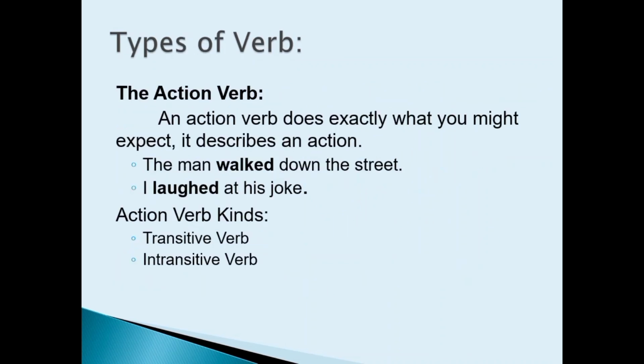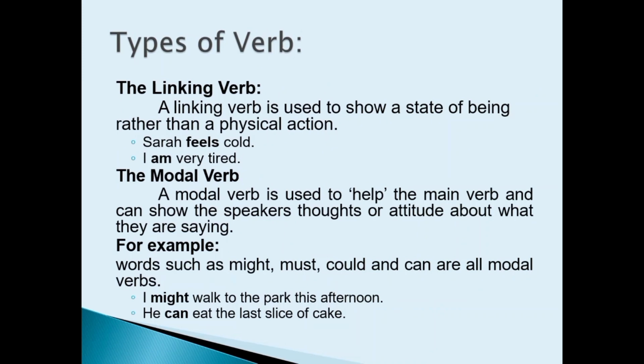The types of verb are action verb, linking verb, and modal verb. An action verb is exactly what you might expect. It describes an action. For example, the man walked down the street, he laughed a lot at his joke. The types of action verb are transitive verb and intransitive verb. A linking verb is used to show a state of being rather than a physical action. For example, Sarah feels cold, I'm very tired.